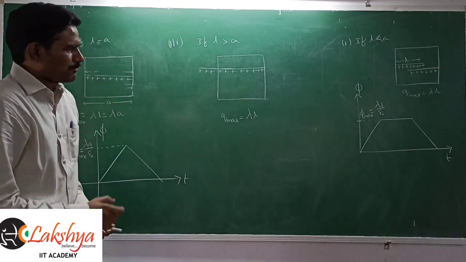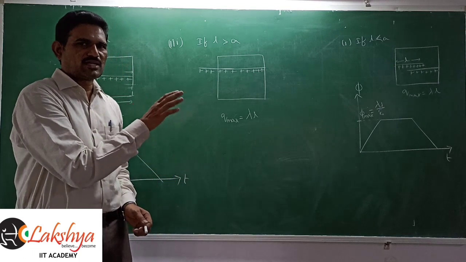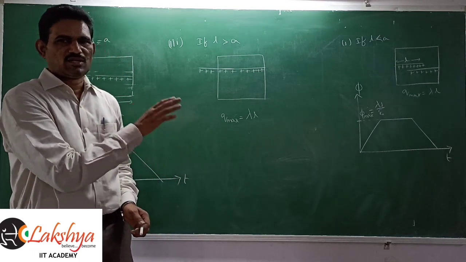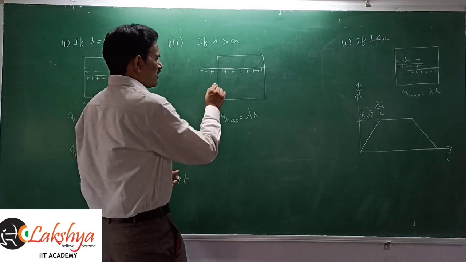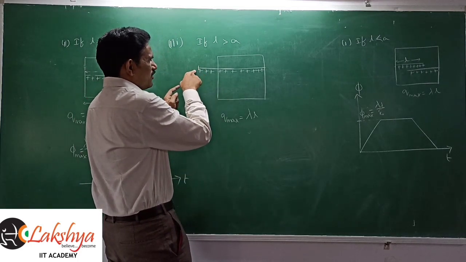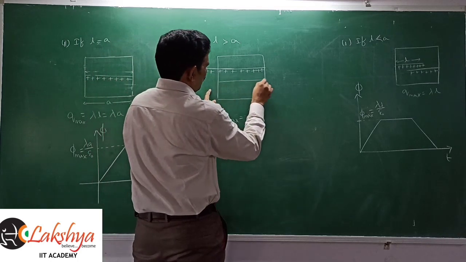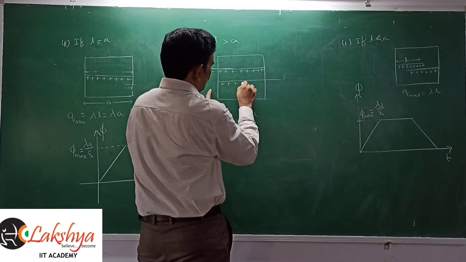Now again this amount of charge will remain inside for a particular time, that means it remains constant for a particular time. Why it remains constant: the charge will remain constant until this end of this wire reaches this face here. That means until this part takes place, until this rod comes like this.